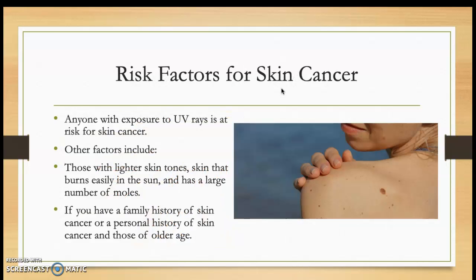There are several risk factors for skin cancer, but the biggest one is that anyone with exposure to UV rays is at risk for skin cancer, which is all of us because we all go outside. But other factors include those with lighter skin tones and skin that burns easily in the sun, and those who have a large number of moles, as shown in this picture. If you have a family history of skin cancer or even a personal history, which means you've had skin cancer previously, and those that are of an older age.